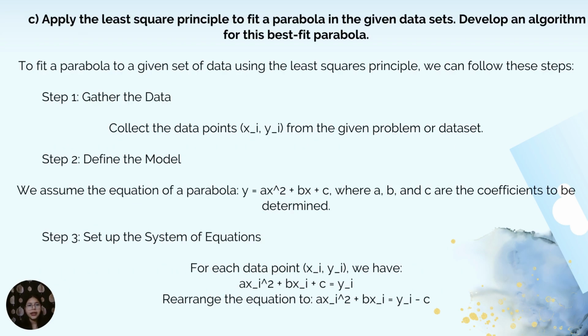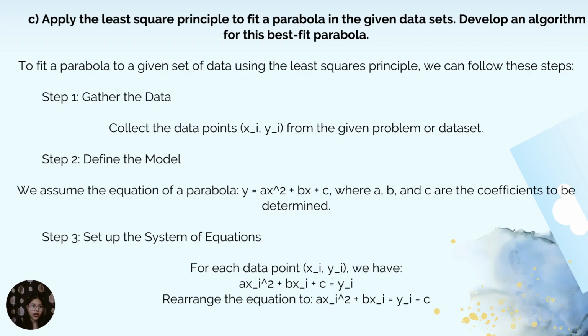Part C. Apply the least squares principle to fit a parabola to the given data sets. Develop an algorithm for this best fit parabola. The algorithm is to fit a parabola to a given set of data using the least squares principle. We can follow these steps. First, gather the data. Collect the data points xi, yi from the given problem or data set.